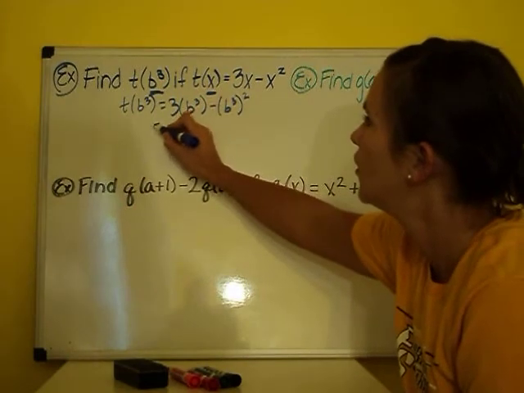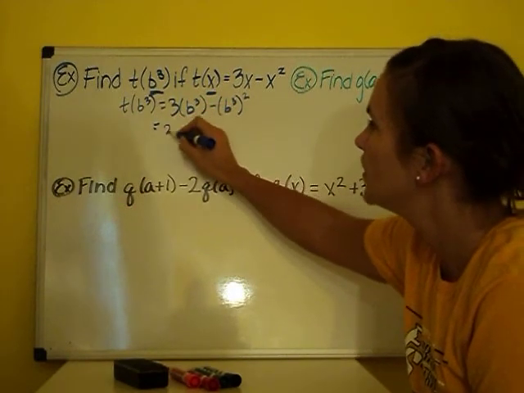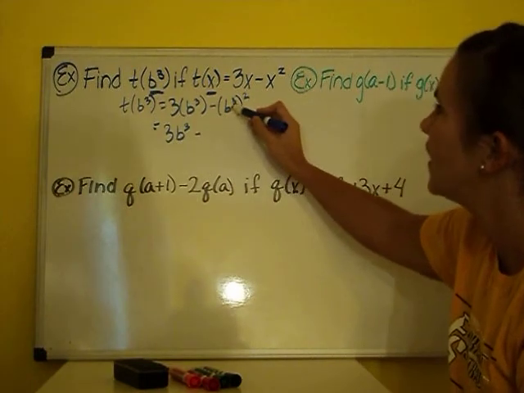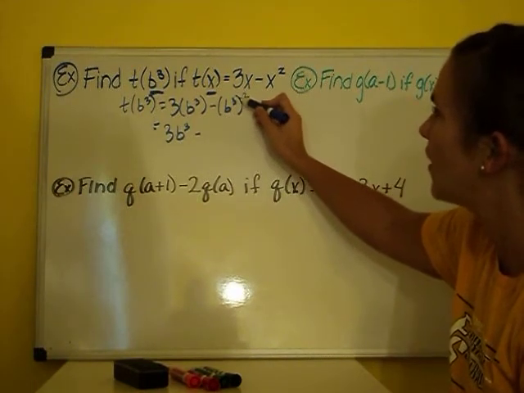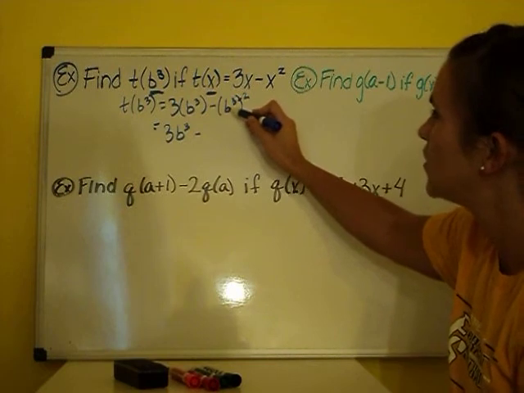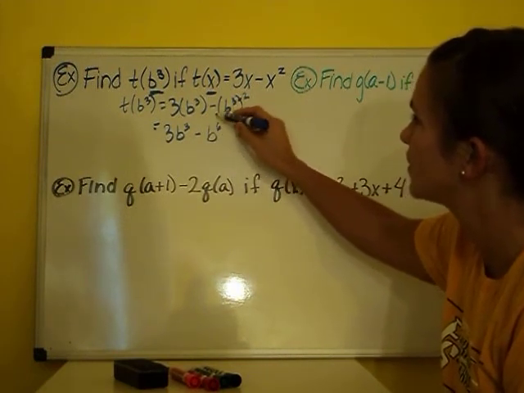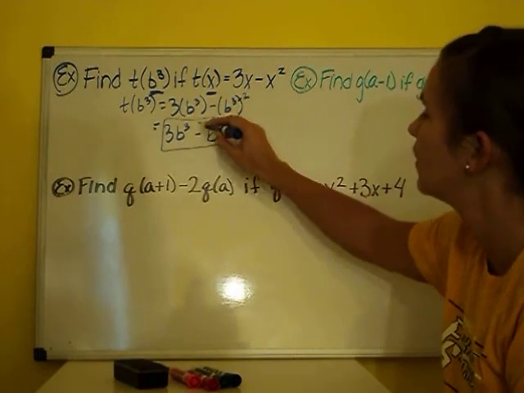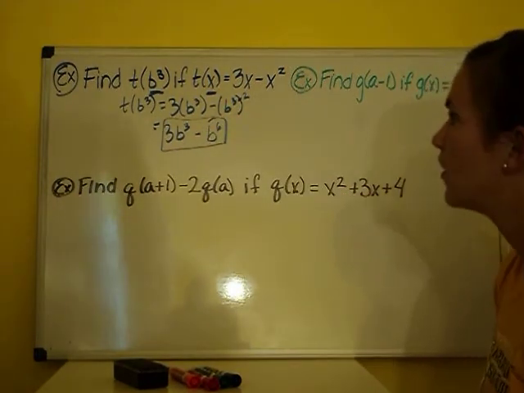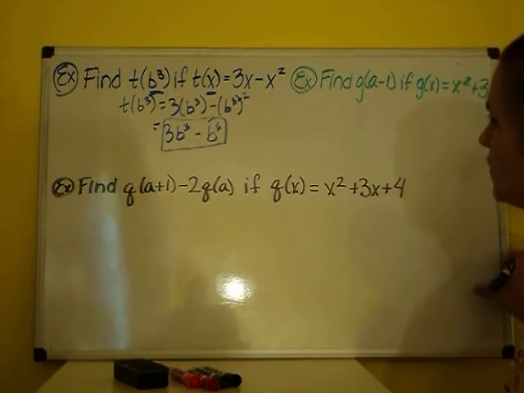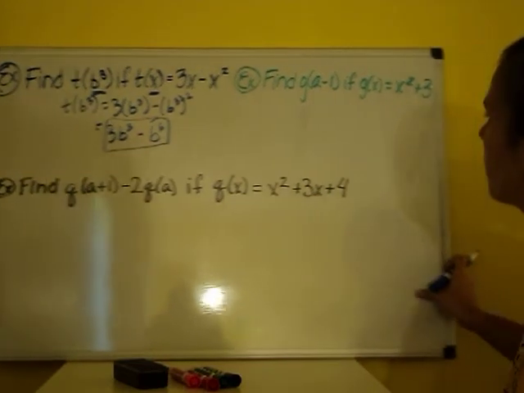Okay? 3 times b cubed is 3b cubed, minus. When I have something to the power, I can multiply those exponents. So b to the 3 times 2 is going to give me b to the 6th. And that is your answer. T of b cubed is 3b cubed minus b to the 6th.